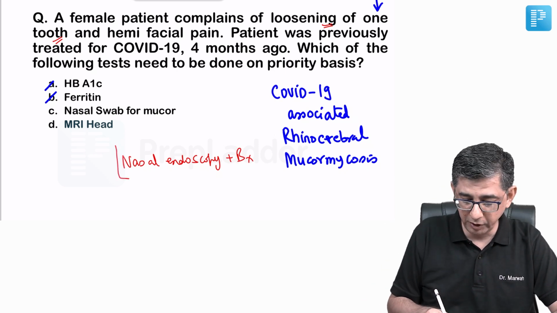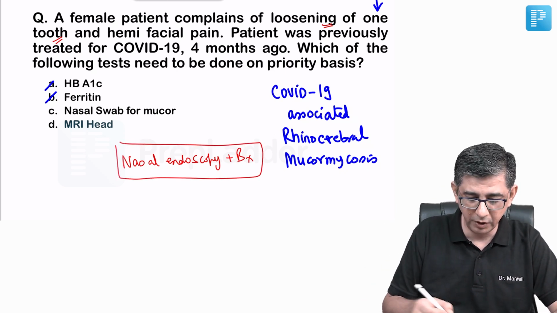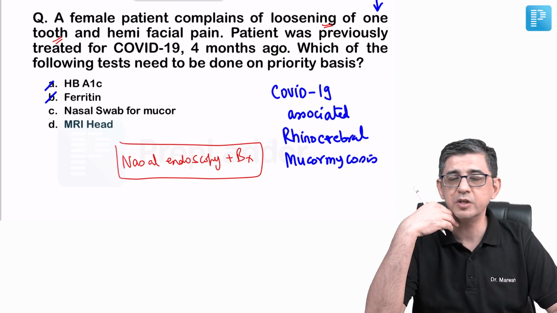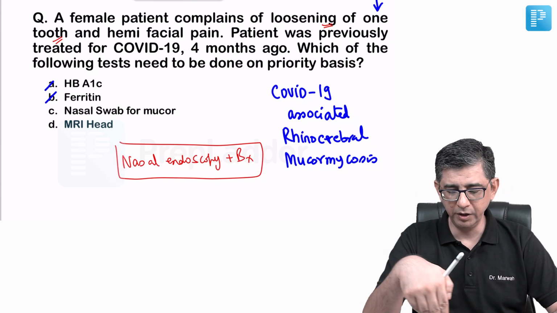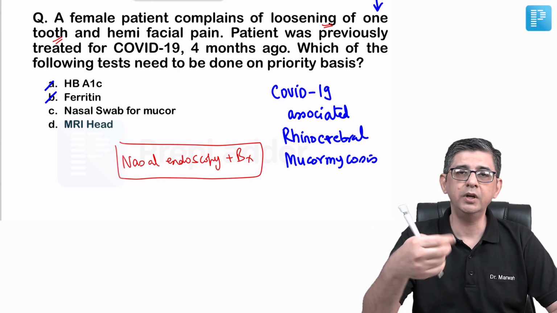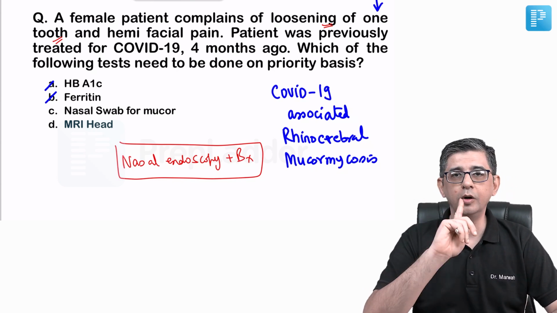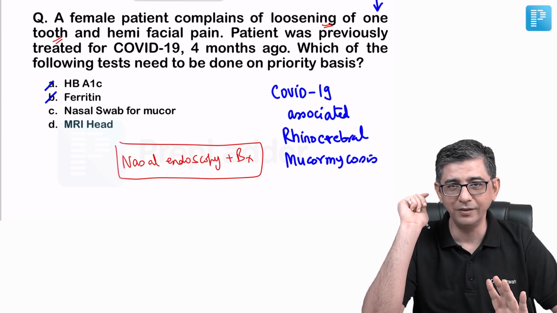But my point is, if this was not given, then nasal swab may not be present. Another issue is if a patient is having hemifacial pain, you would write this word nasal swab for mucor and go away, and then the technician will come because the patient will say, I'm having pain on one side. The technician may not put it on that side and put it on the contralateral side.